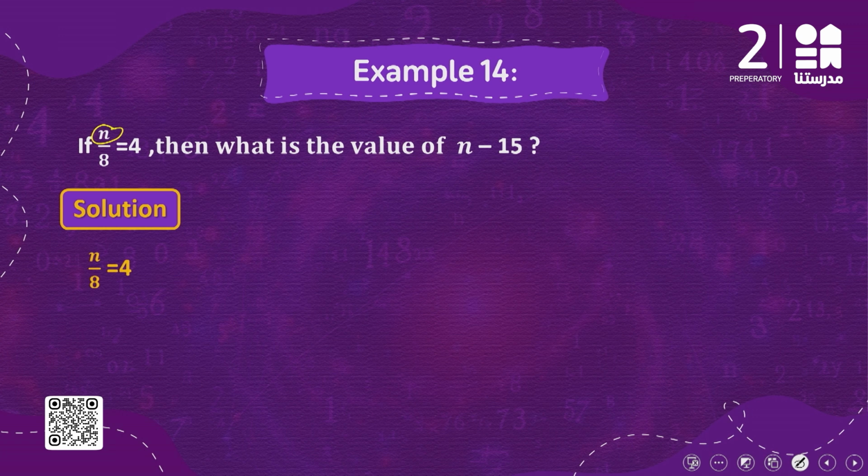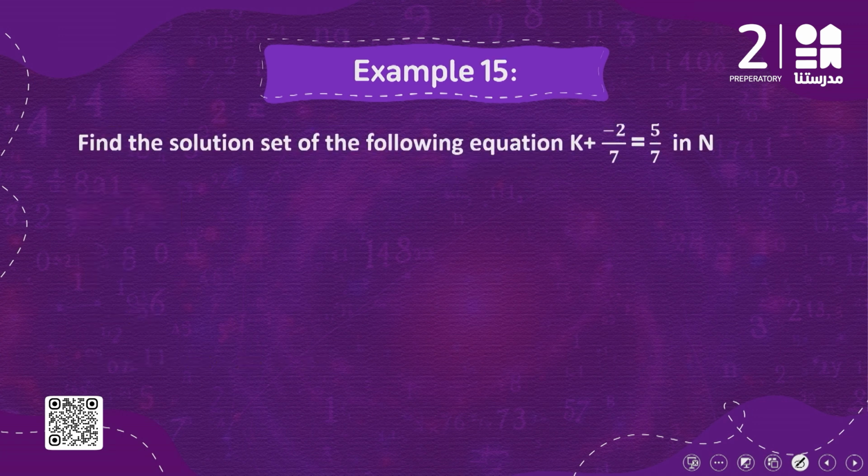Take care, you didn't find the final answer. Yes, we have found n, which is 32, but here he's asking you about n minus 15. That's why we are telling you that you have to read the question more than one time. 32 minus 15, the right answer is 17 for sure.